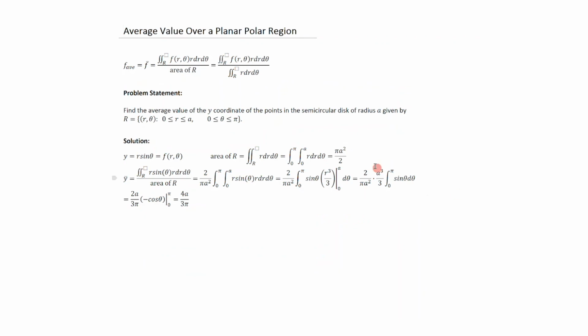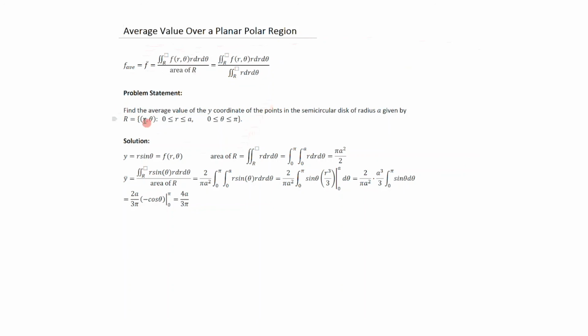All right, so the last slide here is the average value over a planar polar region. How do you do averages? In this case, we take the function of interest and integrate over the area. In this case, the differential area will be r dr d theta. And you divide by the area of the region. That would just be r dr d theta.